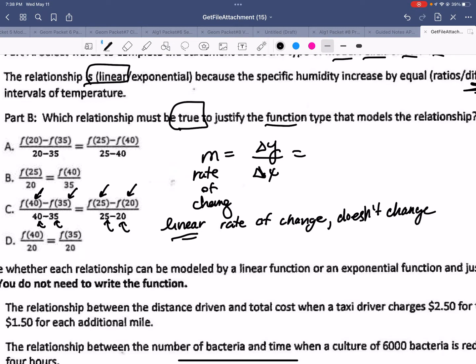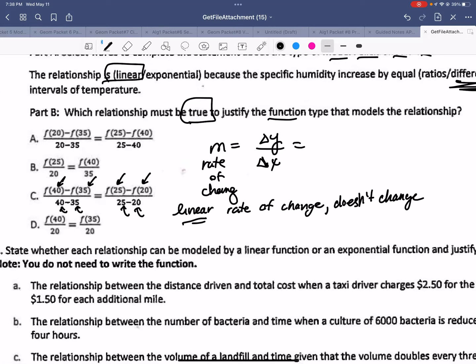When we look at exponential, we notice that the rate of change changes, right? So it's doubling. So maybe it's going up by 2, then it's going up by 4, then it's going up by 8. Notice the rate of change changes because it's doubling each time. So I personally like C.